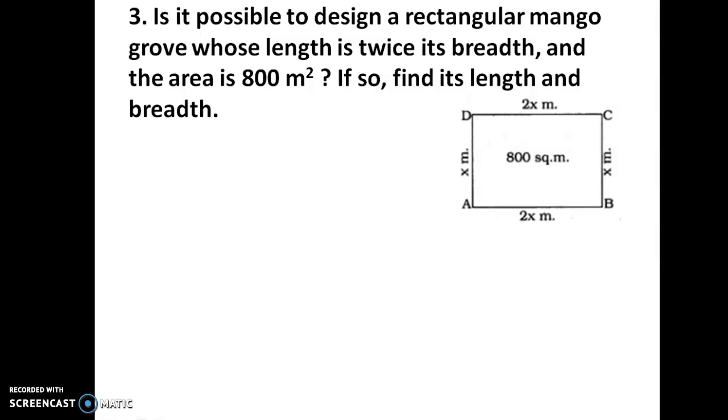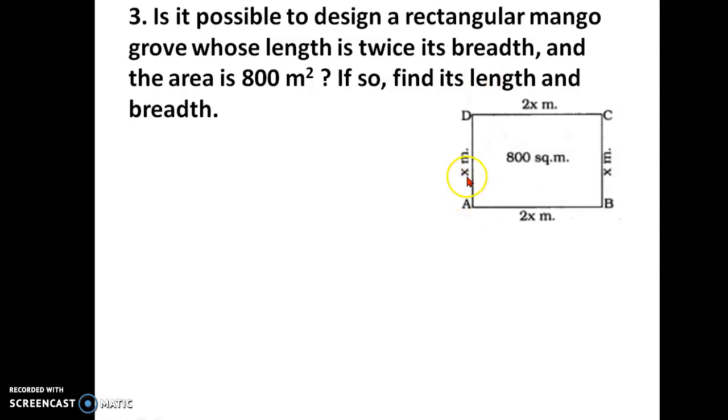So what is given? A rectangular mango grove. So this is the rectangle, you know, right? So opposite sides will be equal. The bigger side is called length, and the shorter side is called breadth. So the length is twice its breadth.